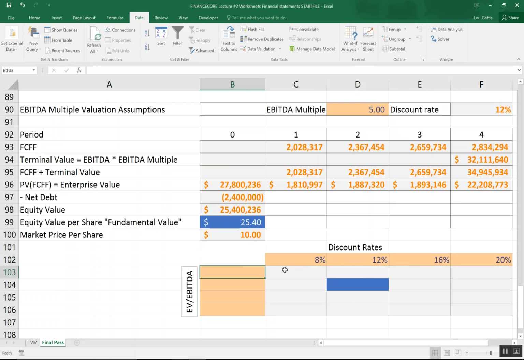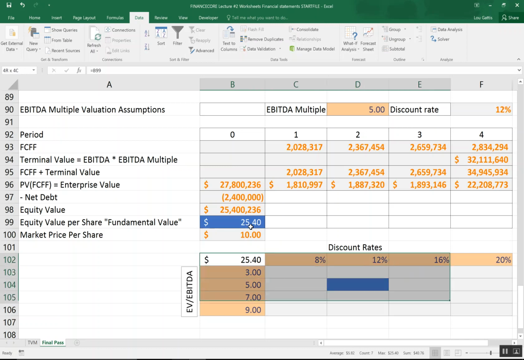And what if my EBITDA multiple is 3, 5, 7, or 9? In other words, let's do sensitivity analysis. What if this EBITDA multiple right here is different, and what if the discount rate is different? So the first thing I need to do is a link right here. I'm going to do a link to this 2540.